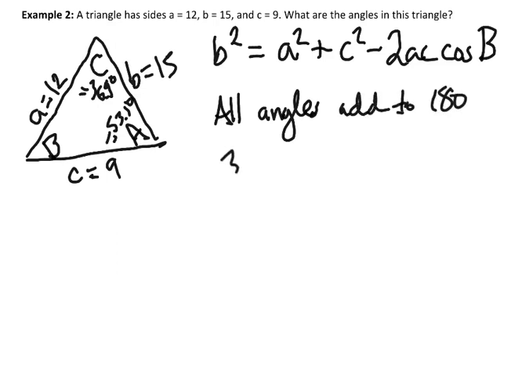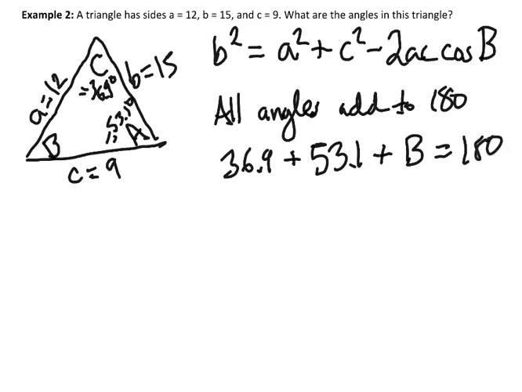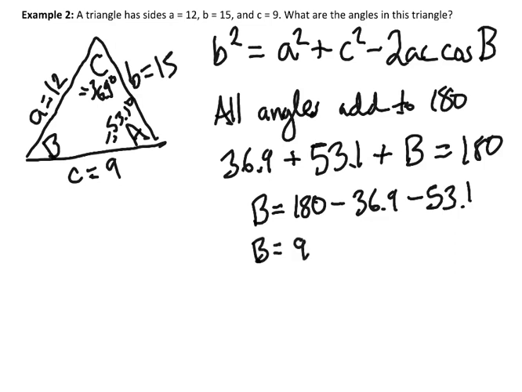So that means that 36.9 plus 53.1 plus angle B has to add up to 180. So solving that for angle B, we would get that angle B is 180 minus 36.9 minus 53.1. And that gives me actually 90 degrees. So angle B ends up being 90 degrees here. So this actually ended up being a right angle triangle. We didn't know that at the start, but it is here.